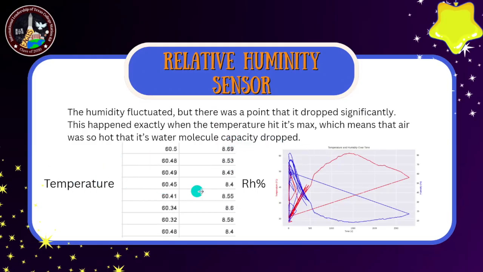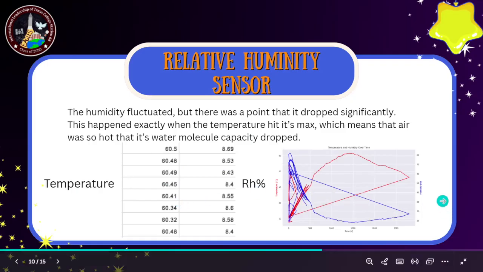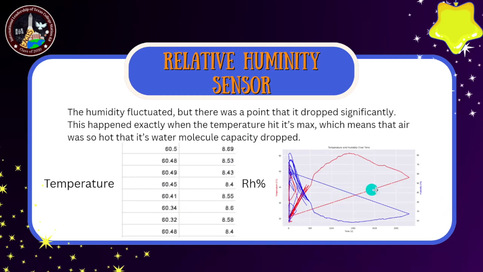And this is from our table. We have the temperature versus the relative humidity, and we made a graph from that as well. The relative humidity is represented by blue, and the temperature is represented by red.